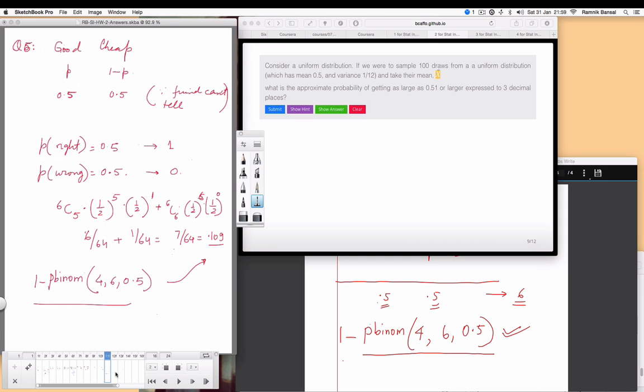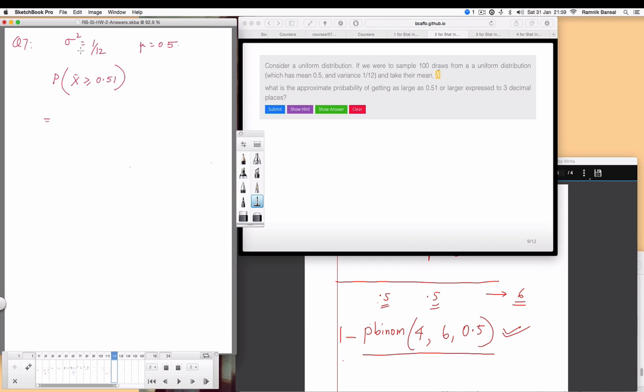Let's look at this. I'm given that sigma squared is 1/12 and mu is 0.5. I want to find the probability that x bar is greater than or equal to 0.51. So I can straight away just use pnorm, right? I say 1 minus pnorm.